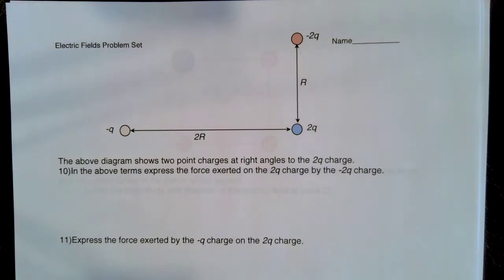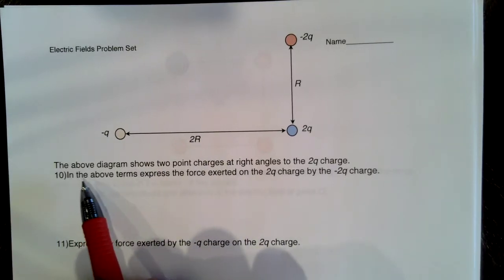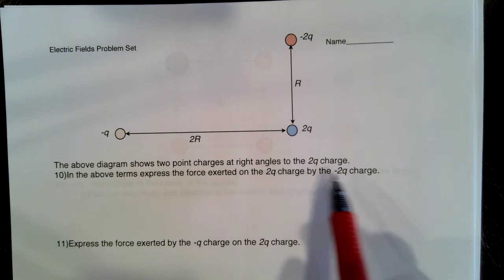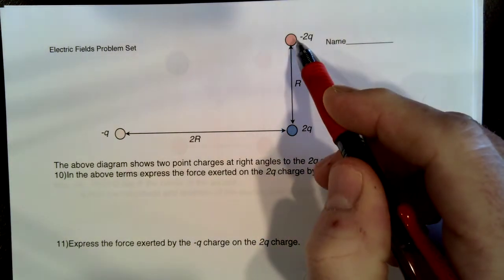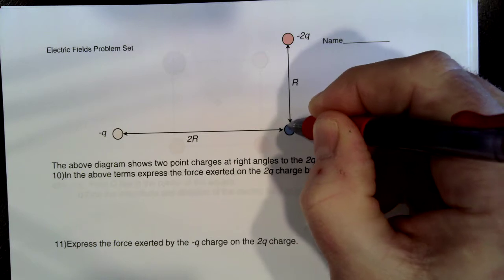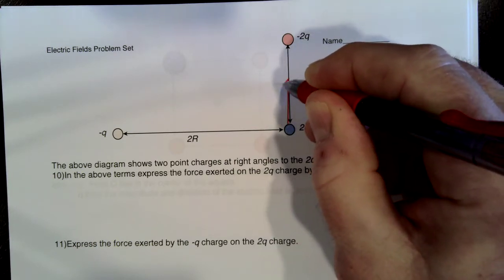Doing physics. Okay, so we got this point charge system. Express the force exerted on the two. Remember, these are very specific. On the two by the -2. Okay, so these guys are opposite. That's going to want to pull this up in the air.